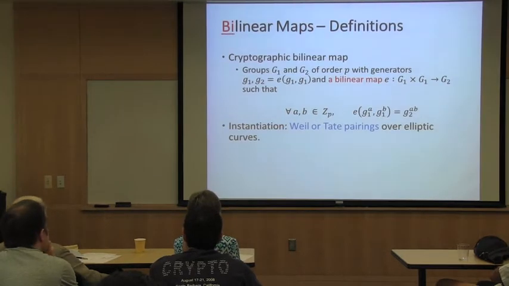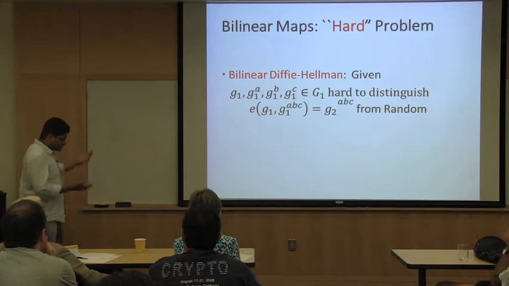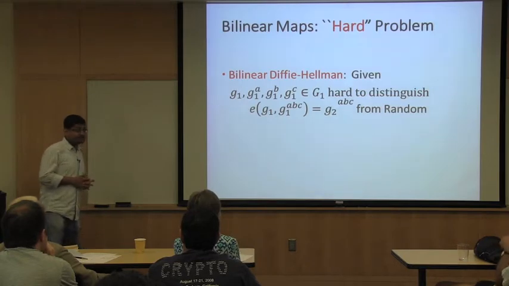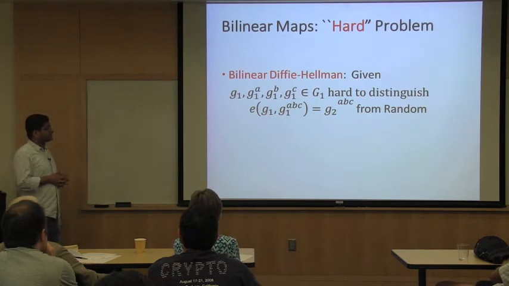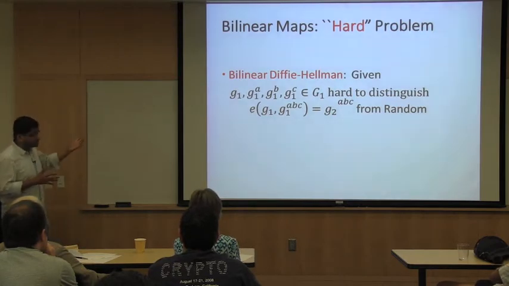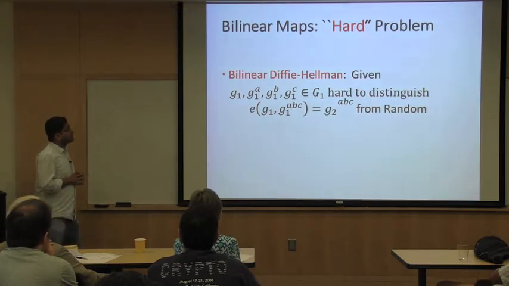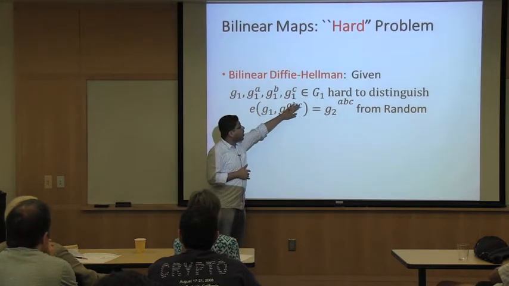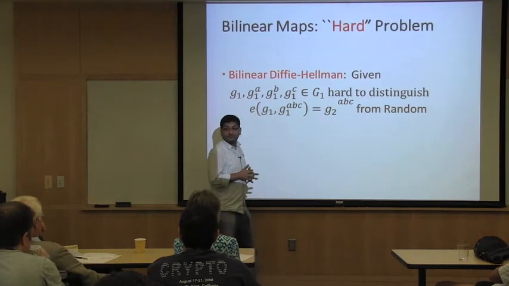So the instantiations come from Weil and Tate pairings over elliptic curves. These assumptions are useful, but in the setting of bilinear maps, we would like to make other computational hardness assumptions, which are believed to be hard as they're conjectured. And one of these which is really useful is the bilinear decisional Diffie-Hellman assumption. The assumption states that if I give you g1, g1^a, g1^b, and g1^c, all in G1, it should be hard to distinguish the value g2^(abc) from random.